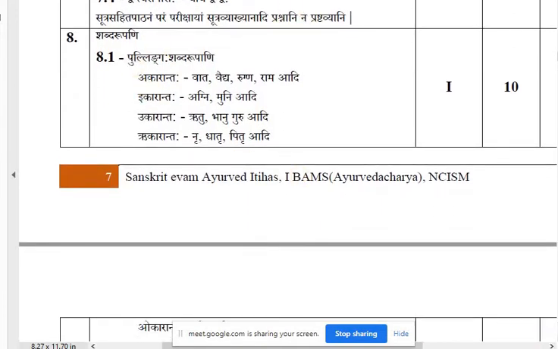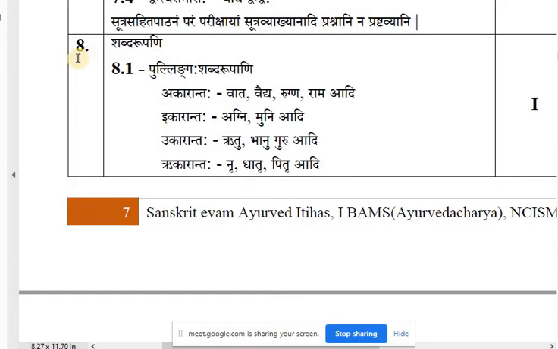What is the topic? Shabdaroopa is written by mistake. It's actually Shabdaroopani. Students, Shabda means noun, or Shabda means word. Rupani means forms. You must be having the doubt: why forms? Why does a noun or word have forms? So today we are going to understand this topic, Shabdaroopani.